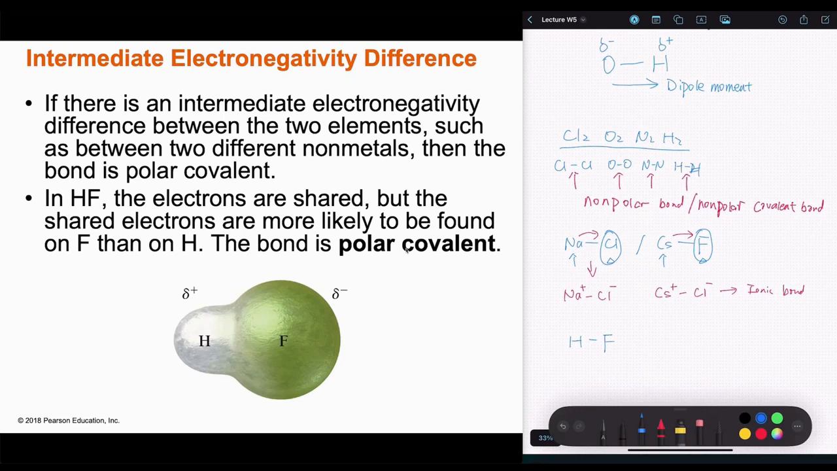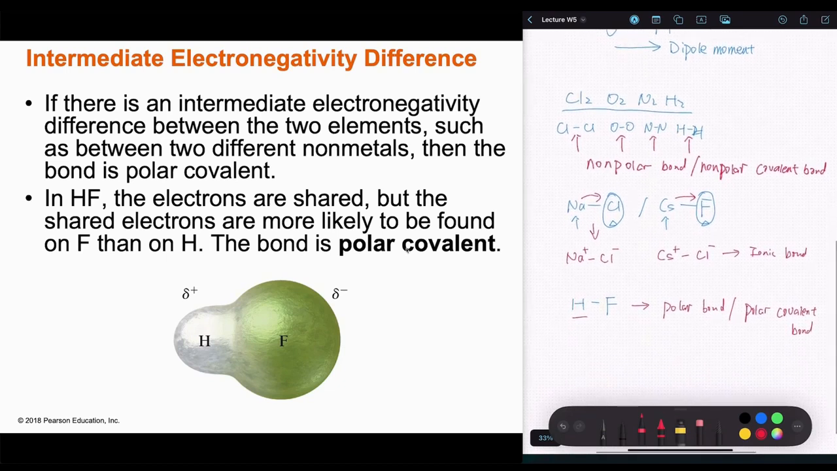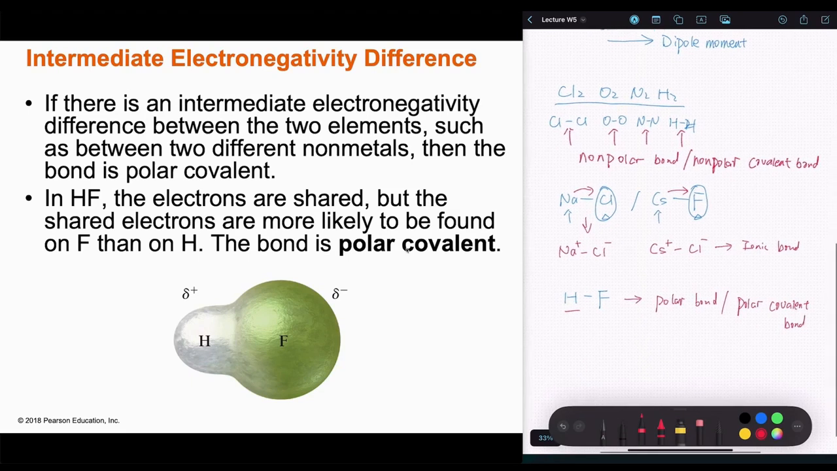So the electrons of the hydrogen are not completely lost, but they are largely transferred from the hydrogen to the fluorine. In this case, we give it a name: a polar bond, or a polar covalent bond. So now, as you can see here, we have three types of bond.